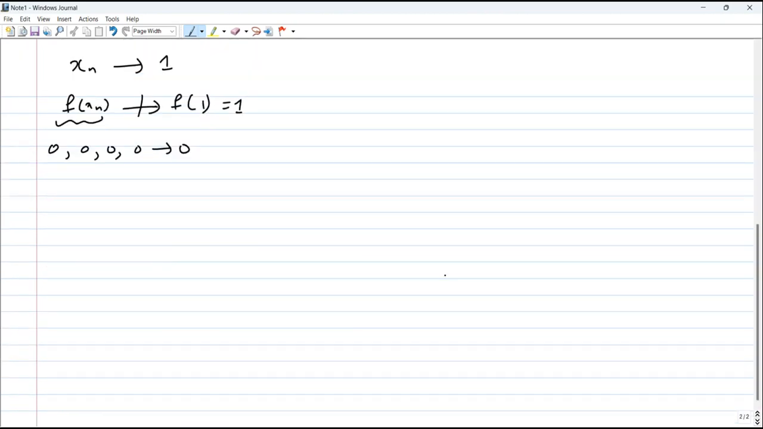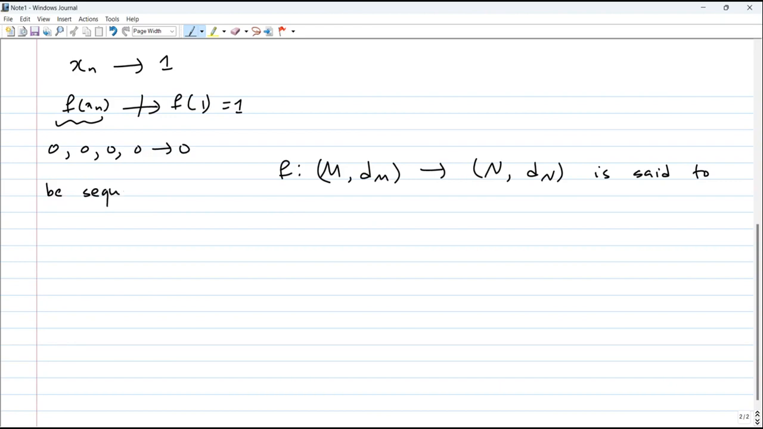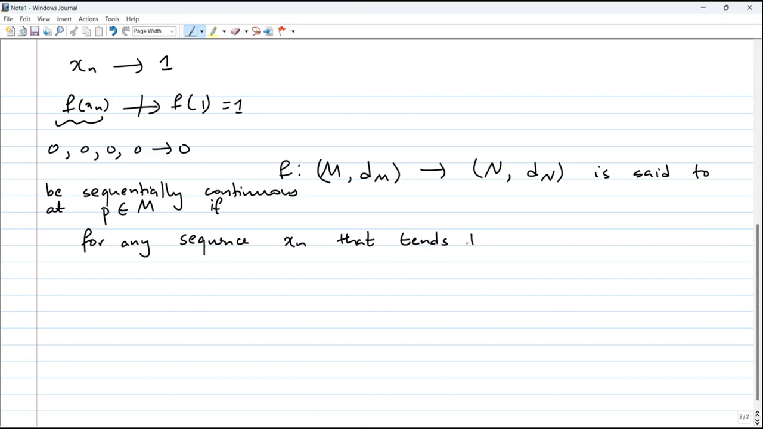So we'll define sequential continuity. A function f between a metric space M with its own metric and N is said to be sequentially continuous at some point p in M if, here's the situation, for any sequence x_n that tends to p, we have that f of x_n tends to f of p.